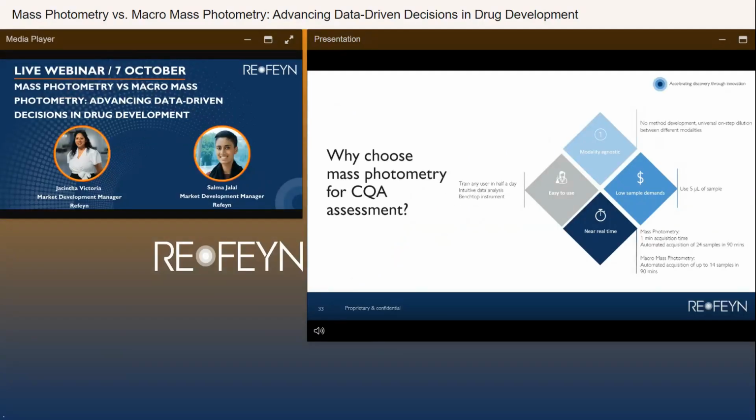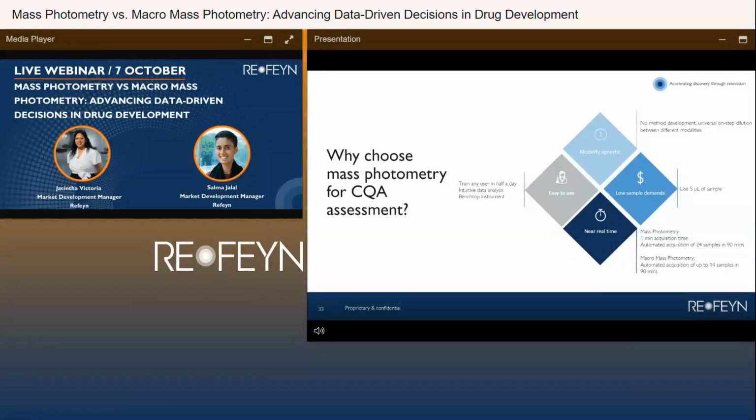So to wrap all of this up, we've shown enough evidence again that mass photometry, which also includes macro mass photometry, has provided good data for critical quality attributes for the different applications discussed above. But again, there are other tools out there that can do the same or something similar. We want to highlight why mass photometry stands out in comparison to its orthogonal techniques.